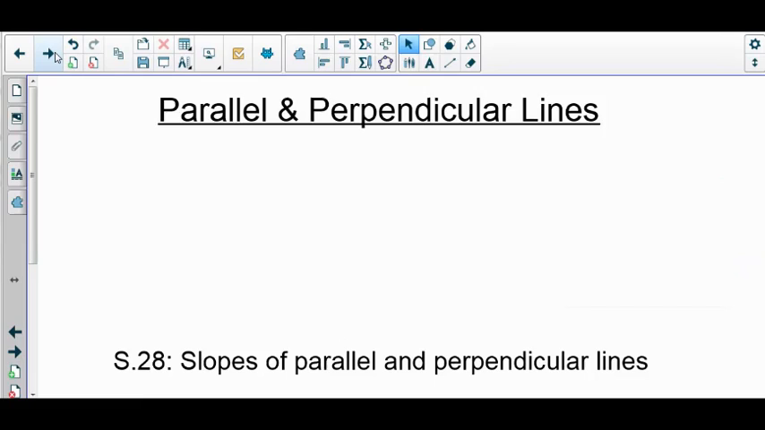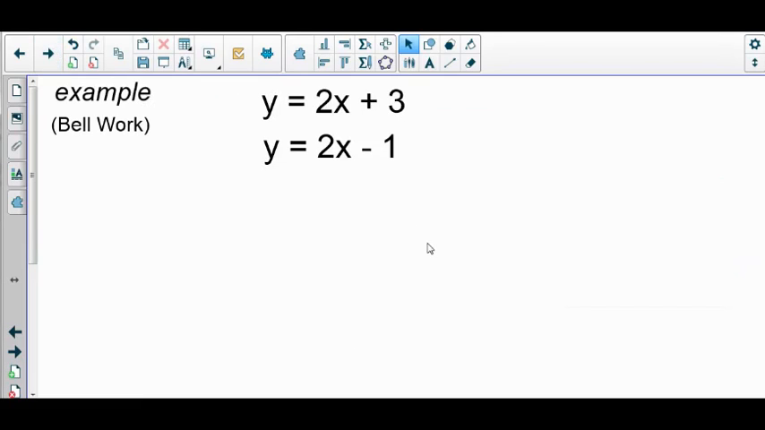Okay, parallel and perpendicular lines. First of all, I've given you a bell work to look at to kind of illustrate this before we actually got into the lesson. So please go ahead and graph these two lines, pause the recording, and go ahead and graph those. Okay, so hopefully you have these two graphed.